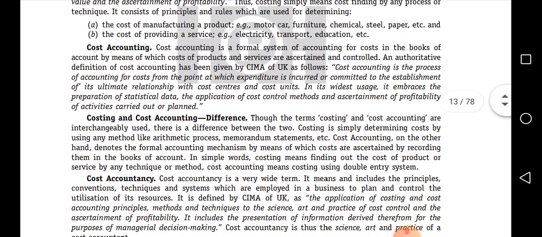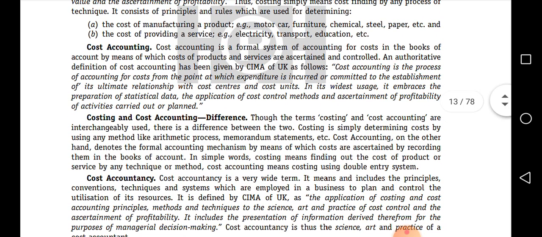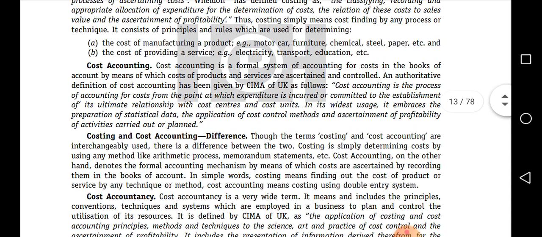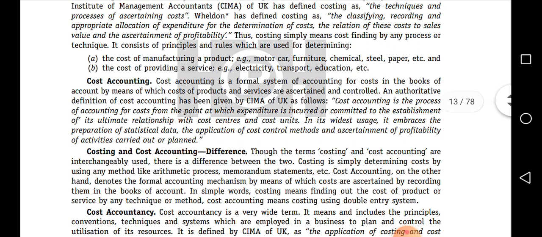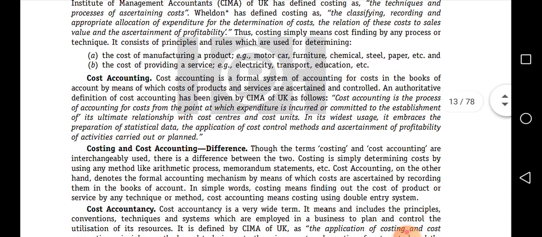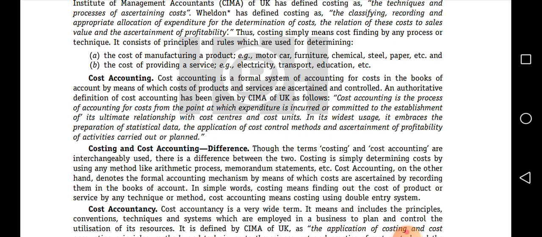And we can see one more meaning here, cost accounting. Cost accounting means, as accountancy does, a systematic recording of all financial transactions. In the same way we can define cost accounting also: a systematic recording of all costing related information of a product. That is what we consider as cost accounting. We can expect the same here also. Cost accounting is a formal system of accounting for costs in the books of account by means of which the cost of products or services are ascertained or controlled.